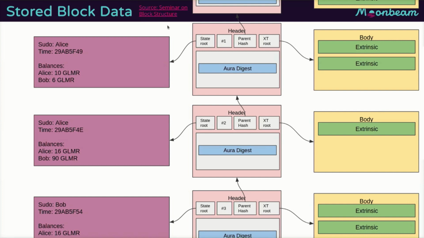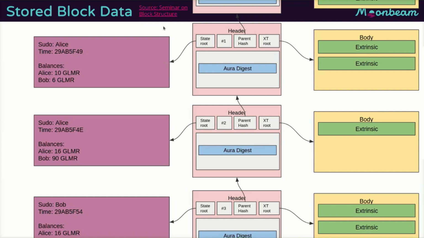What it shows is a blockchain. You can see blocks 1, 2, and 3 going down the middle. Those are actually the headers. It shows all the fields that are in the header. Off to the right is the body of the block, which is basically just a fancy way to say the list of all the extrinsics that are in it. And off to the left is the state that's associated with each block.